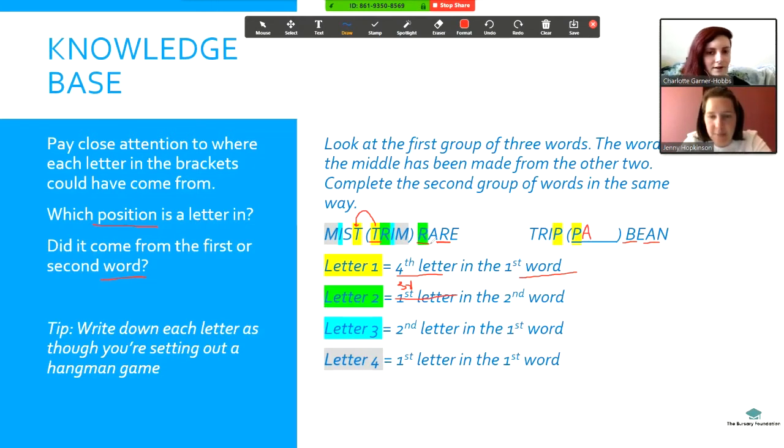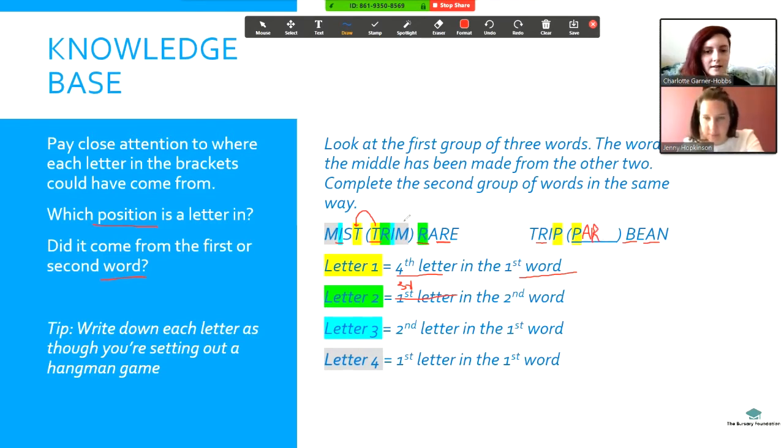Okay. So next one, I've got I. I'm going to check through all of this really carefully to make sure there's not a second I. So I've got M, no, I, that's fine. ST, no. RARE, no. So it's got to have come from the I. Second letter, first word. So which is second letter, first word, R. PAR. Yeah, that does make sense.